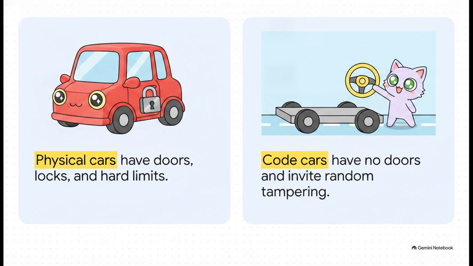Section 1. The teleporting car problem, when code violates reality. This brilliantly illustrates the massive divide between reality and software. On one side, a real physical car has doors, it has locks, it has hard physical limits. But a newly minted unencapsulated code car has absolutely no doors, no windshield. It's essentially just a chassis rolling down the highway with an open invitation for any random passenger or any random piece of code to just reach over and yank the steering wheel whenever they feel like it.